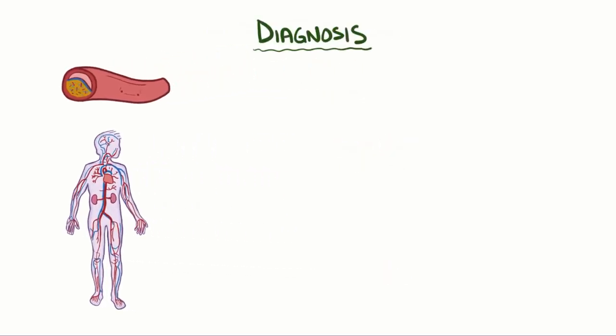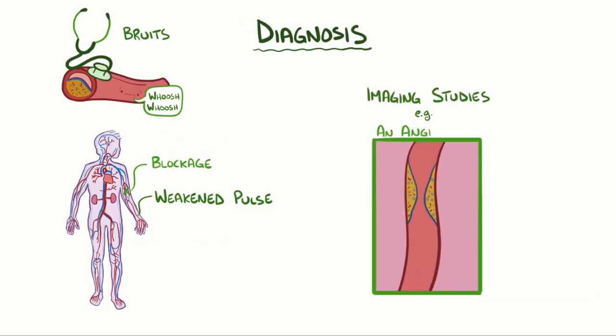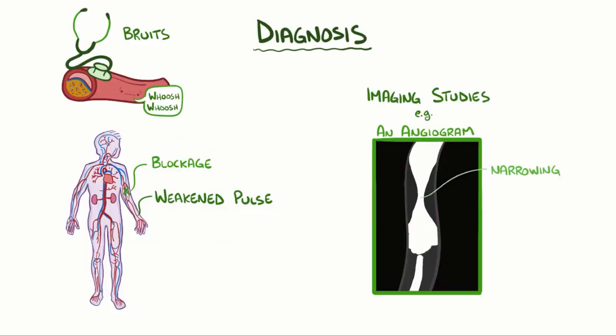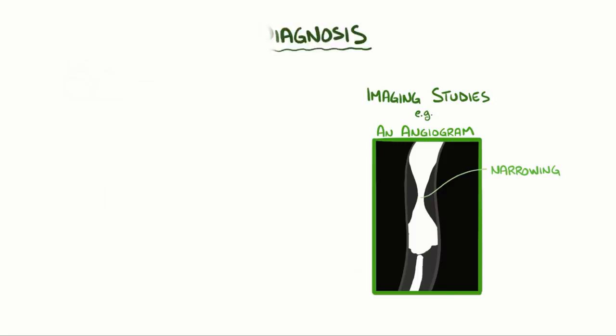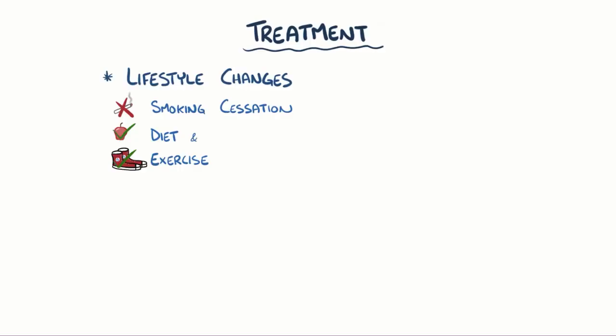Diagnosis usually starts with a physical examination, which can show a weakened pulse below the blockage or bruits, which is a whooshing sound over the arteries heard through a stethoscope. In addition, an imaging study like an angiogram, where a dye is injected into the blood vessel, can show narrowing of the vessels. These diseases can often be treated with lifestyle changes, like stopping smoking and improving diet and exercise. And that can help improve underlying conditions like diabetes mellitus or hypertension. In some cases, medication might be required.